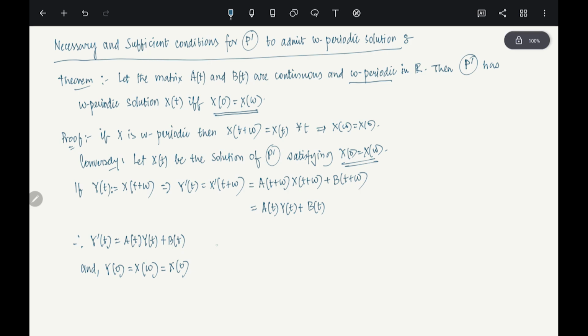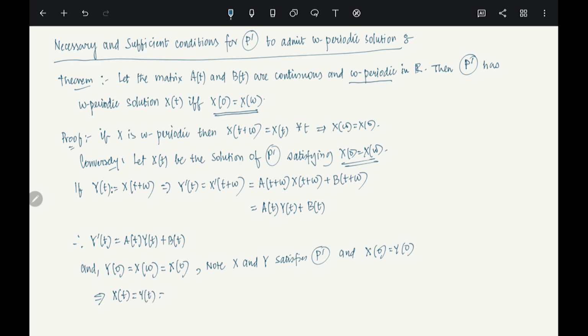Note, x and y satisfy the exact same equation, that is, the same p prime, and at the point 0, x and y are essentially the same. Okay, what does that imply? Then, of course, since the solution is going to be unique, it implies x of t has to be equal to y of t.